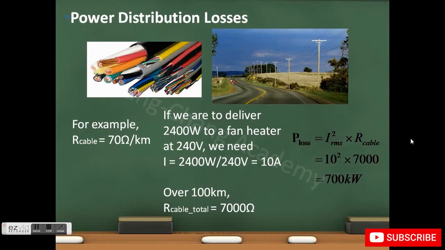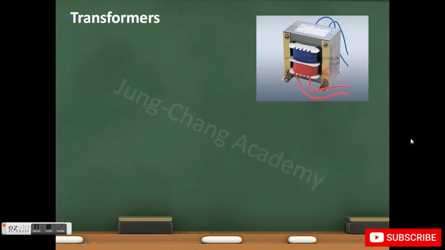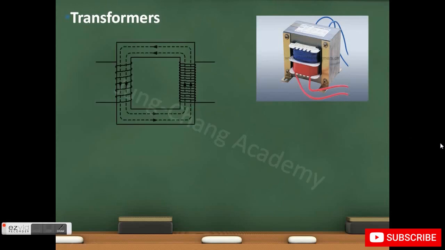Now, if we deliver this power at a higher voltage, we know that we need less current and therefore less power loss. And this is why in a power system, you often see transformers being used to step up the voltage before delivering to the client. The most basic transformer would have a primary winding connected to a power source, an iron core, and a secondary winding connected to a load.